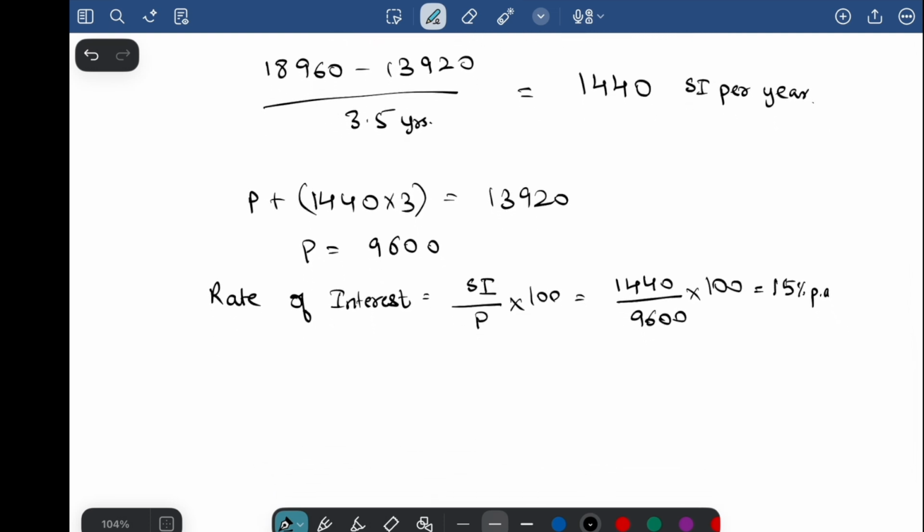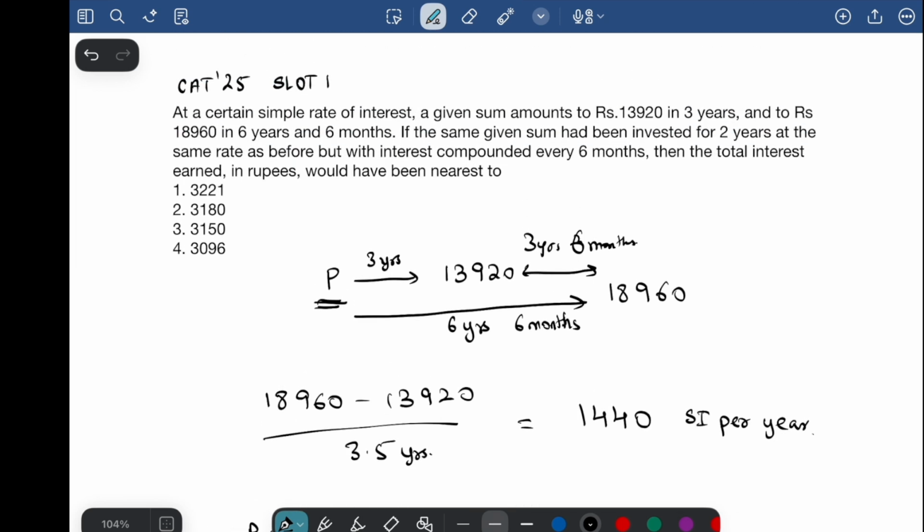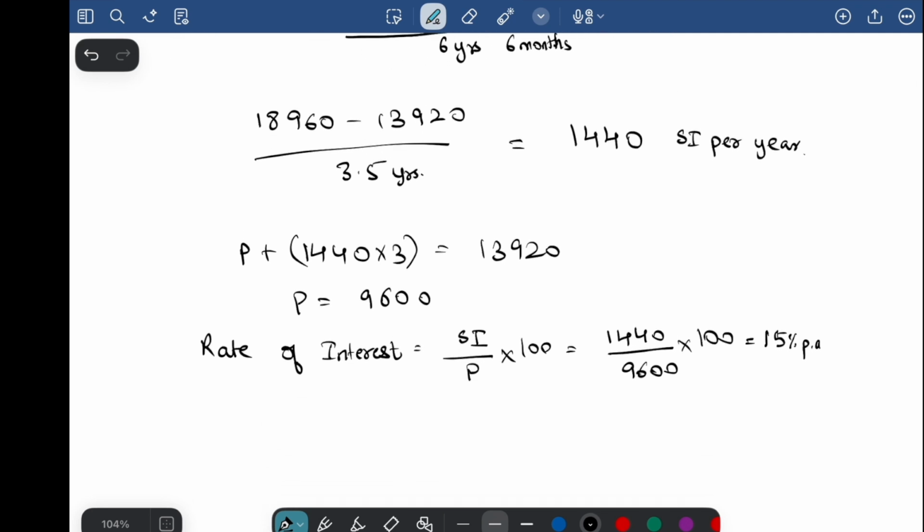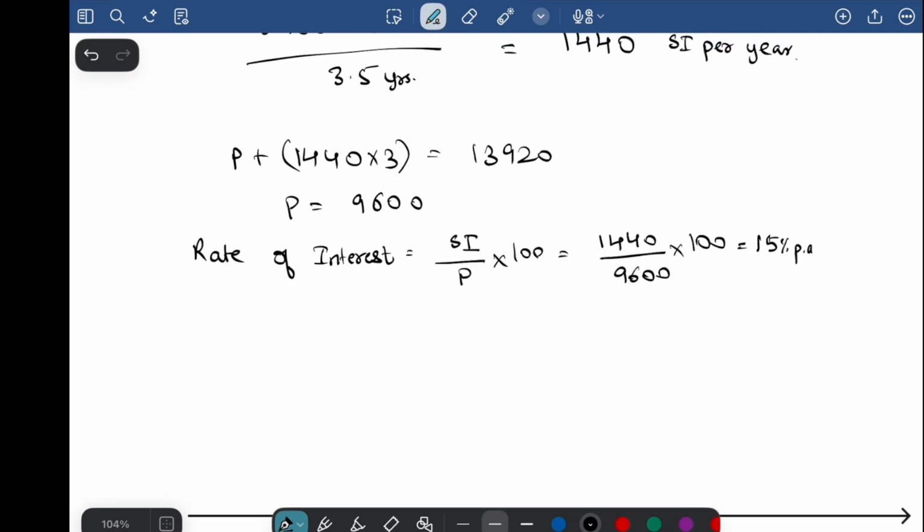Okay. Now the question asks that if this P is invested for 2 years at the same rate but with interest compounded every 6 months. So for 6 months the rate of interest would be, R per annum is 15%, so for 6 months it would be 15 by 2, which is 7.5%. And this is invested for 4 periods.